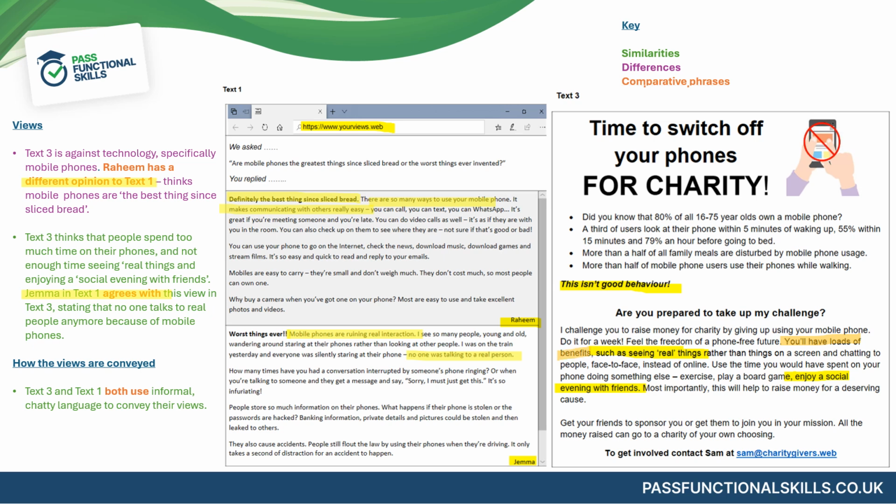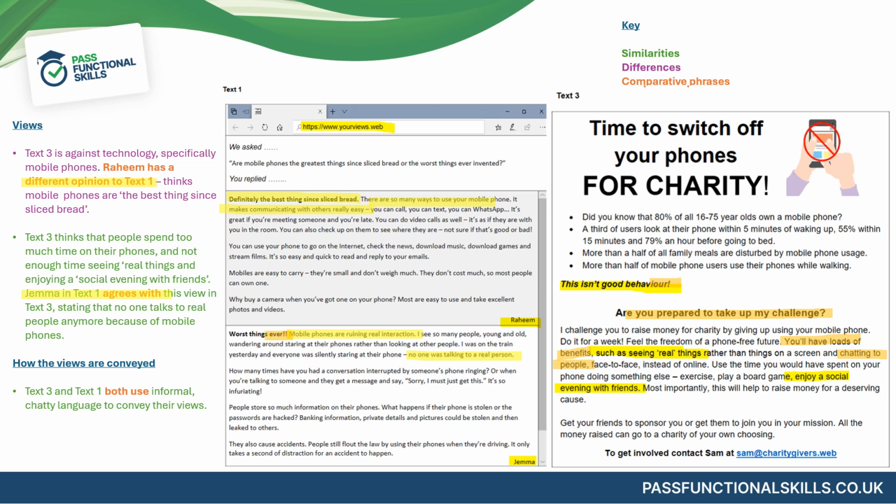We've got casual phrasing like chatting to, and also some direct address, direct question marks and exclamation marks as well, which make it very chatty. And then in text 1, we've got a double exclamation mark here, very casual and informal.